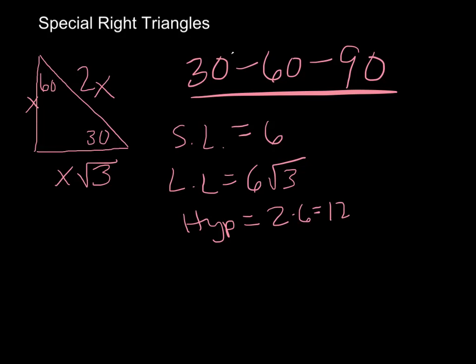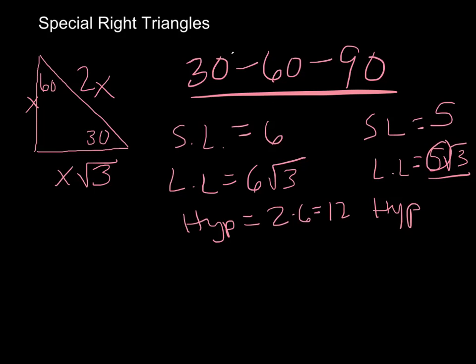Also, if I gave you a problem where I said that the long leg was 5 radical 3, well, I know that the long leg came from the short leg times the square root of 3, so my long leg is 5 square root of 3, which means my short leg is going to have to be 5, which would then make my hypotenuse 2 times 5, which is 10. So that's my 30, 60, 90 triangle.